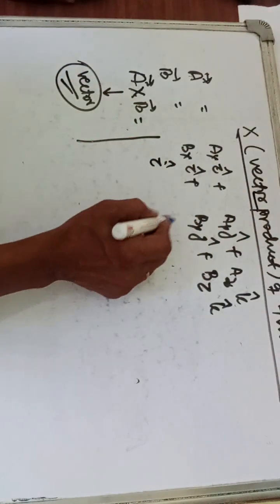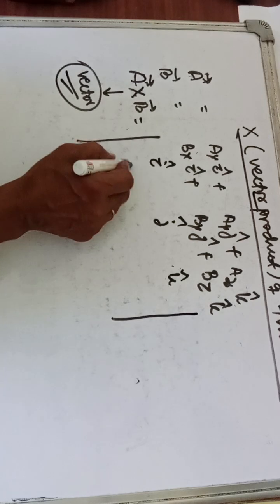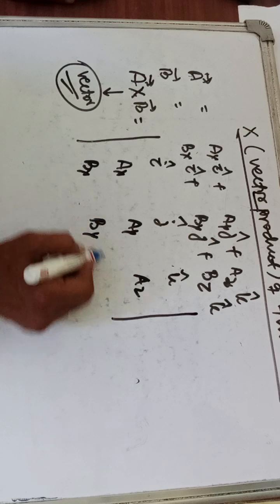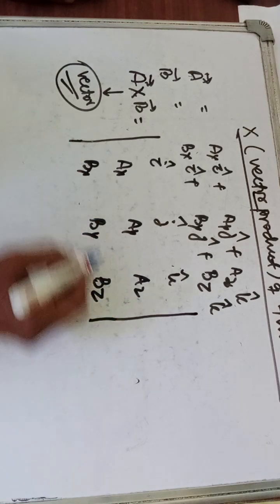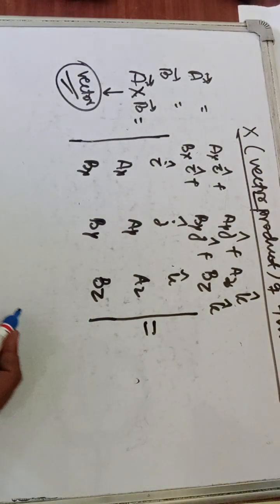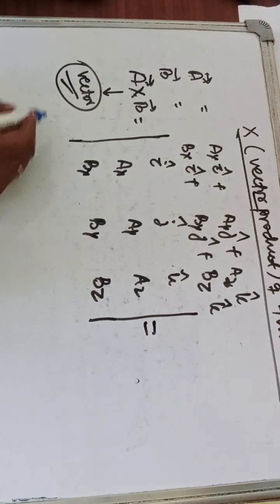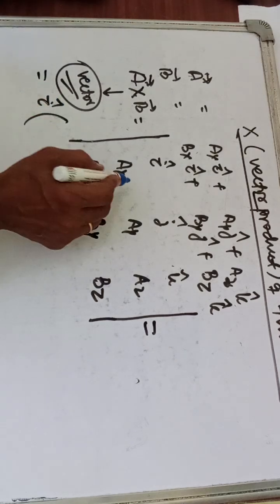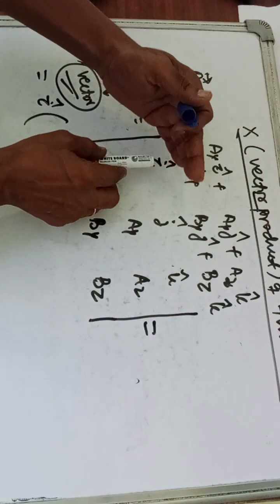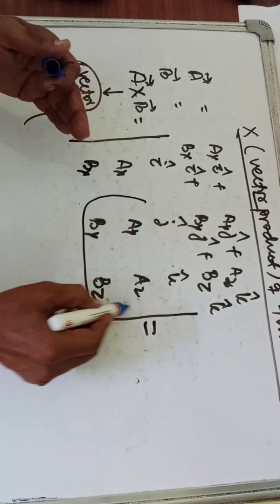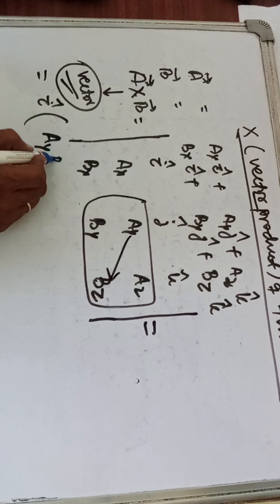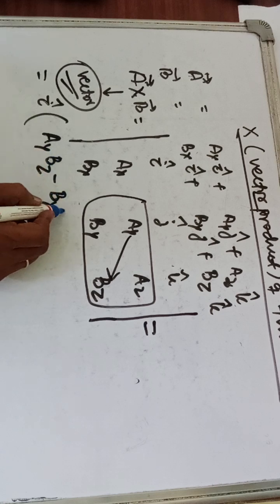It will be I, J, K, AX, AY, AZ, BX, BY, BZ. We have to find out the determinant of this matrix. Now, what is the result? Result is I. We have to hide this row and column where I is involved. Then we'll have this 4, then we'll take multiplication, that is AY BZ minus BY AZ.